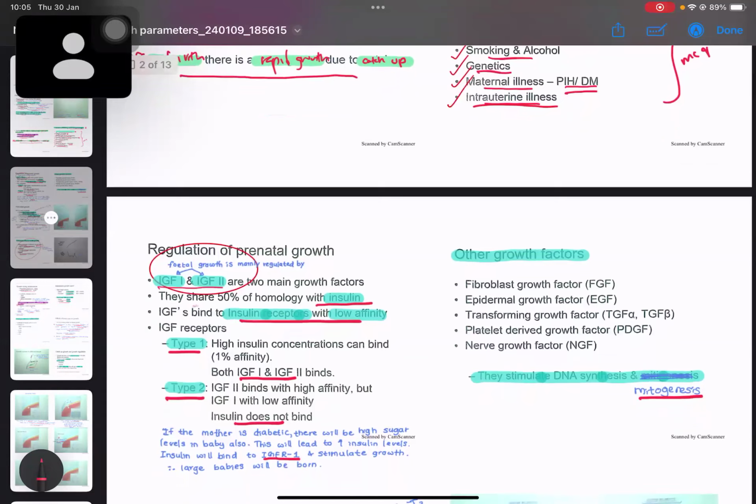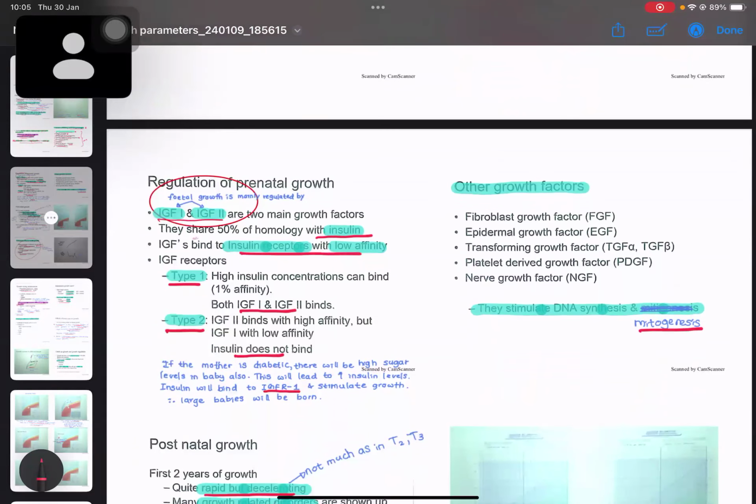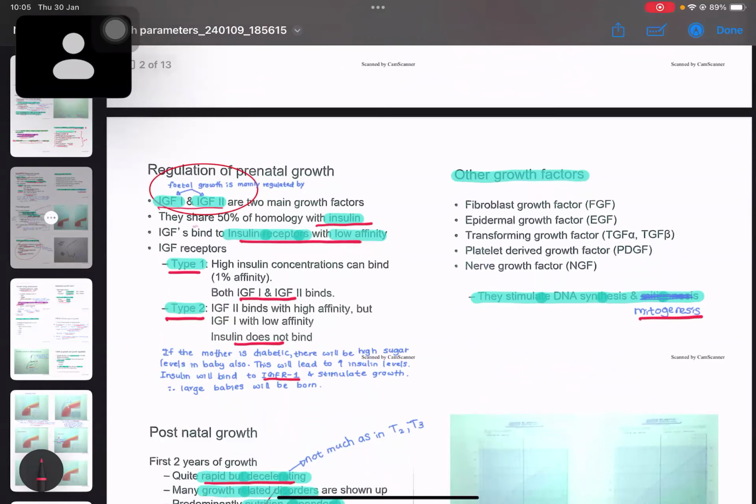And regulation of prenatal growth. What is prenatal? Prenatal means the growth of the baby in utero. Okay, it's not after birth. It's before birth. The regulation. Okay, this is also an important area.